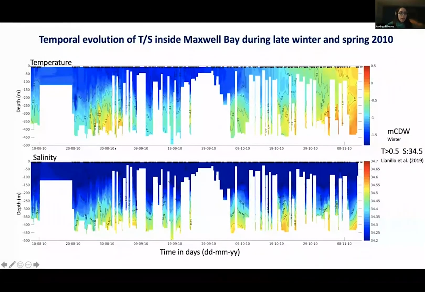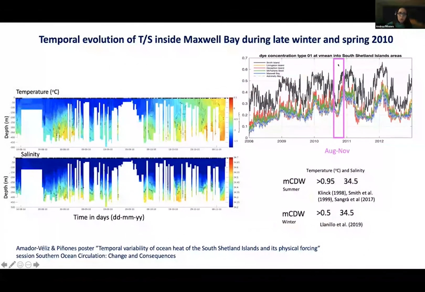Okay, but what happened over time? Here inside the bay, this is a time series of salinity and temperature between August and November. It's very difficult, and basically we didn't observe modified circumpolar deep water, even though we analyzed a time series where a stronger intrusion was observed during the simulation. So I encourage you to also look at the poster by Paula Amador-Bellis. She is also going to show some of the physical forces that are perhaps influencing these patterns locally.